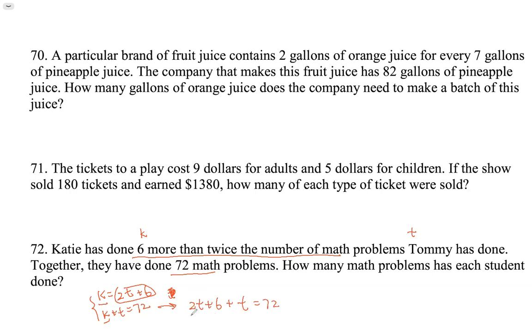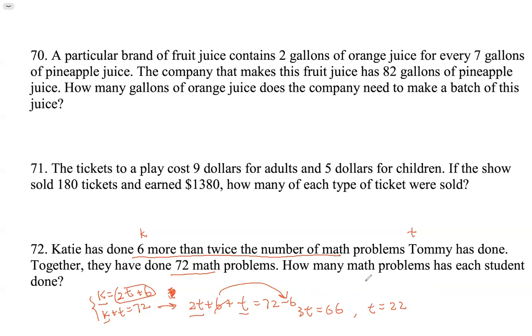2T plus T, that's 3T. Then I move 6 to the other side, becomes negative, right? So 72 minus 6, that's 66. Then I divide it by 3 on both sides. So T equals 66 divided by 3, which is 22. So Tommy has done 22 math questions.